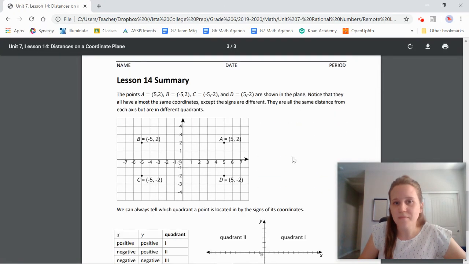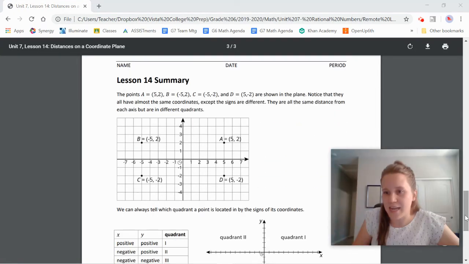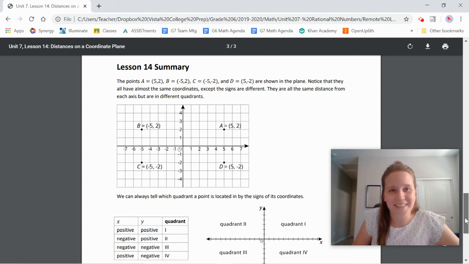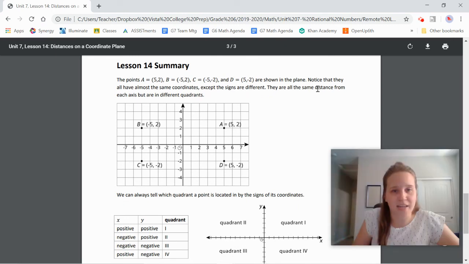Awesome. We're going to review our lesson summary, and that is question of the day time. Here we go. This was lesson 14, nutty. I can't believe we're this far in the unit. Time flies when you're having fun.